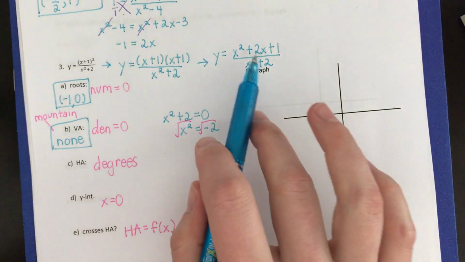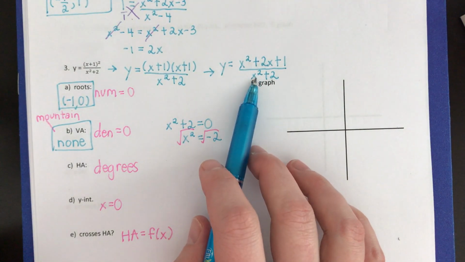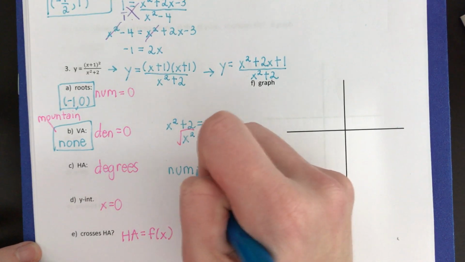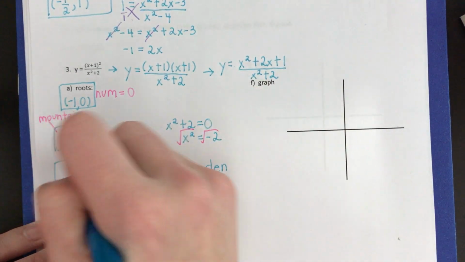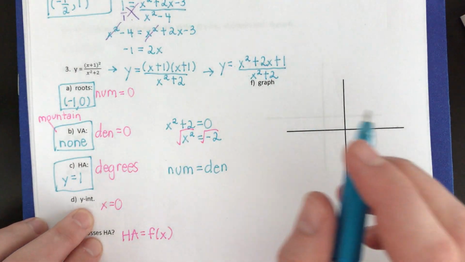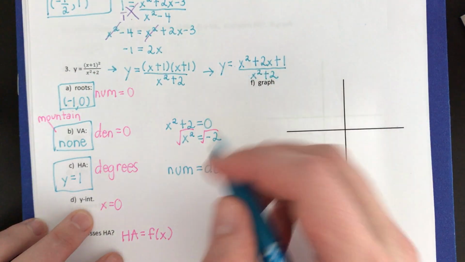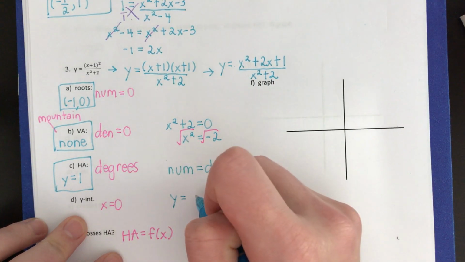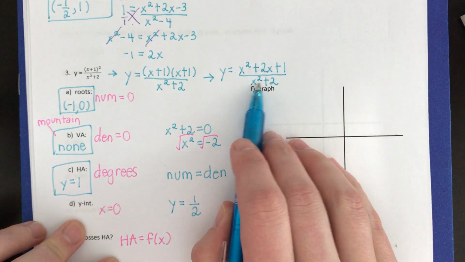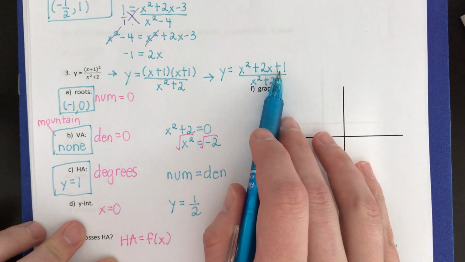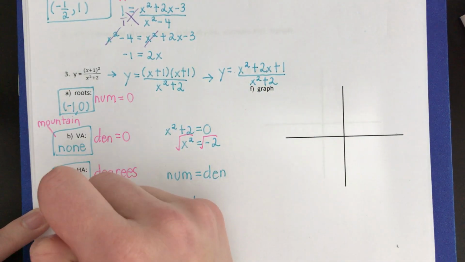Okay, degrees, this is where I like to use this version. Okay, my degrees are the same. Numerator equals denominator. So y equals 1 because my coefficients in front are 1. Y-intercept, x equals 0. So again, I like to use this version. So that would be y equals 1 over 2, because 0 squared plus 0 plus 1 is 1, and 0 squared plus 2 is 2. So 1/2. So 0, comma, a half.